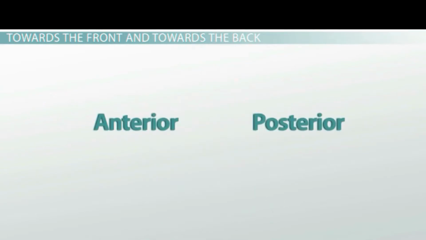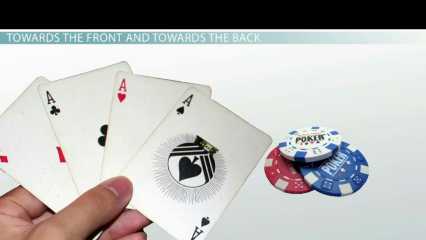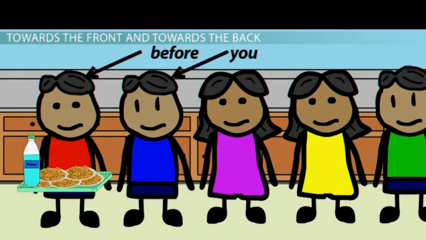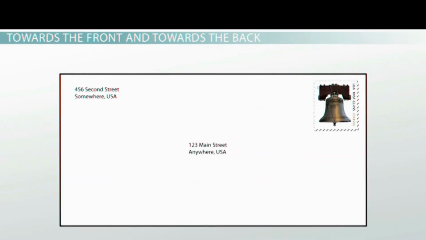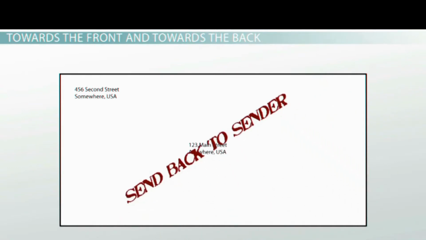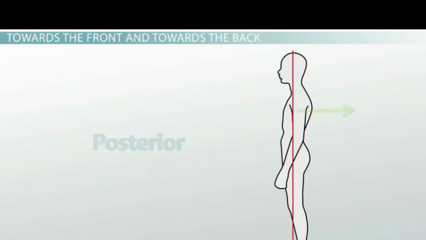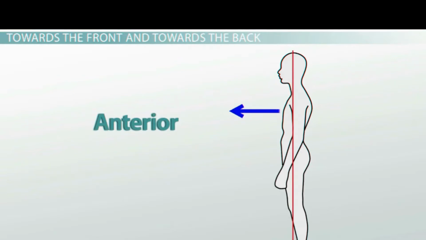It's easy to remember which term is which. The prefix ante in anterior means before, like when you ante up prior to the start of a poker game, or when someone is before you in a lunch line, meaning they're actually in front of you. For the word posterior, the prefix post means after, like when the mail is only delivered after you put postage on your letter, and if you don't use postage, you'll get your letter delivered right back to you. So, posterior means towards the back, and anterior means towards the front.